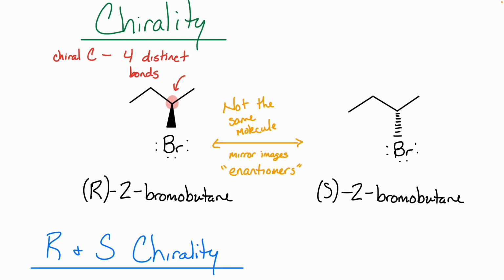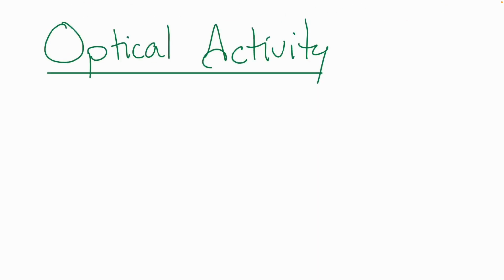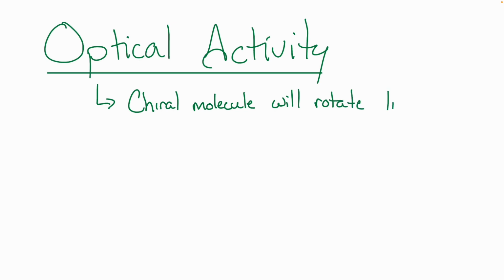The big difference between these two, the only real way that you can measure the difference between these two enantiomers, would be what's called optical activity. So it turns out that a chiral molecule will rotate light.